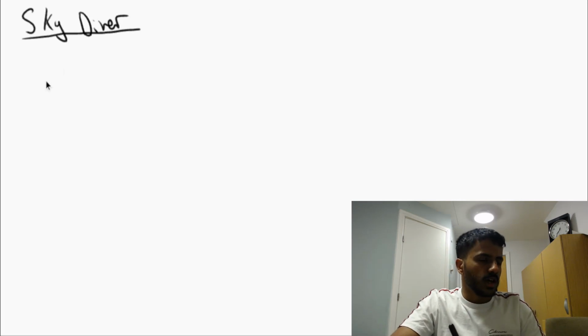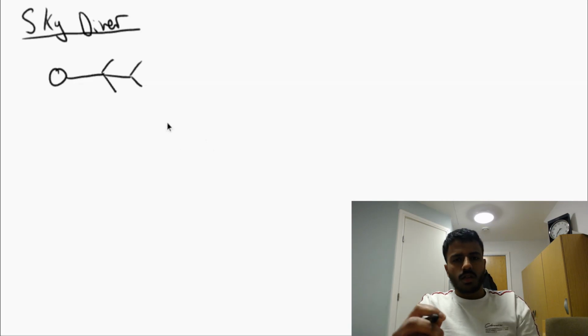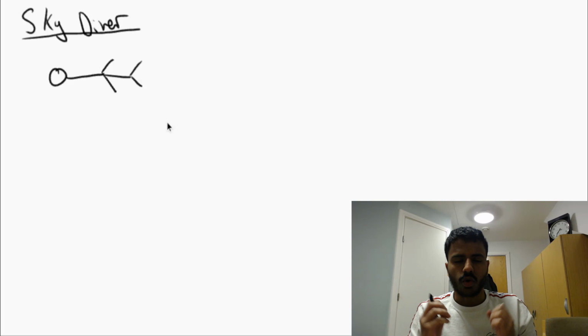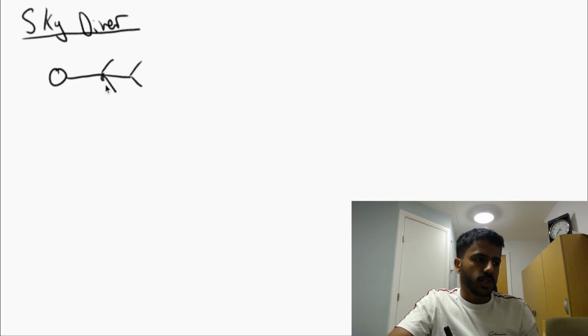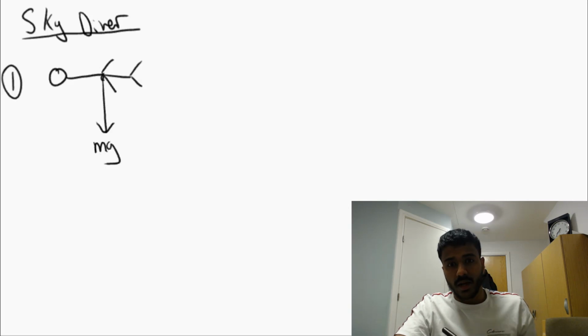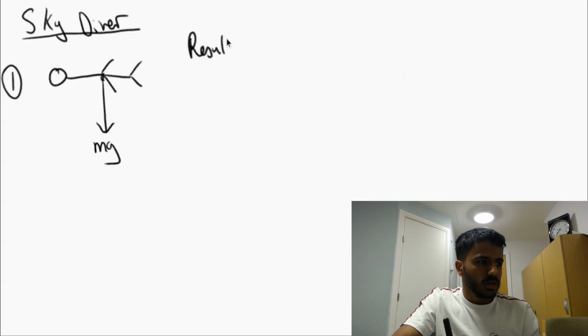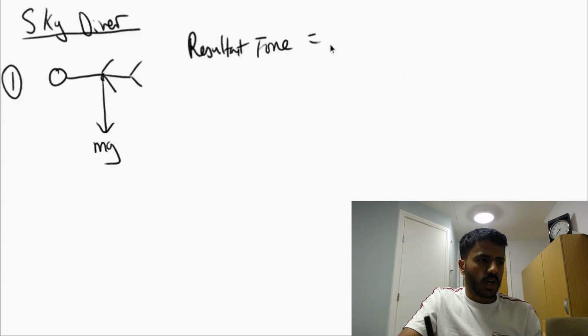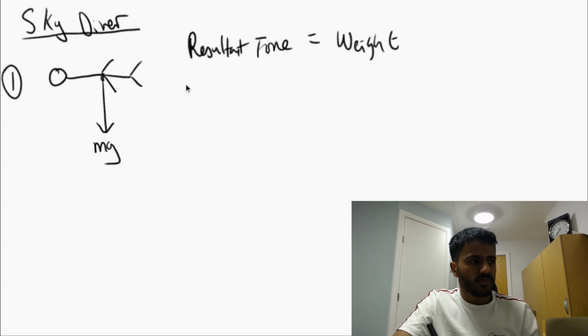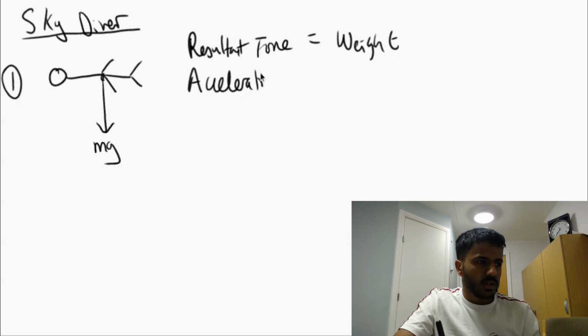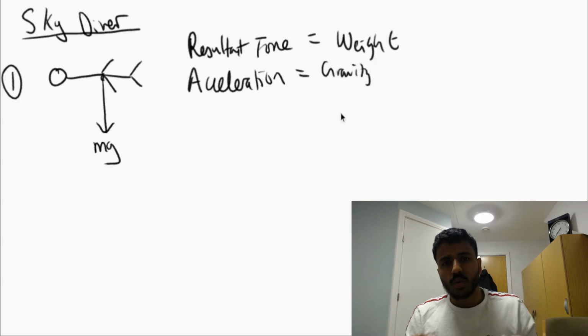So, this skydiver, at the instantaneous moment in which he jumps out of the plane, the only force acting on him is going to be his weight, so therefore it's mg. At this moment in time, which is t equals 0 seconds, the instant that he just about loses contact with the floor of the plane, the resultant force acting on the skydiver is going to be equal to his weight. And therefore he will accelerate due to gravity. His acceleration is going to be equal to the value of g.